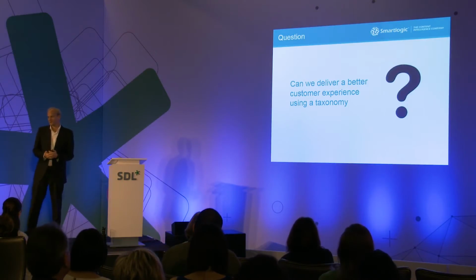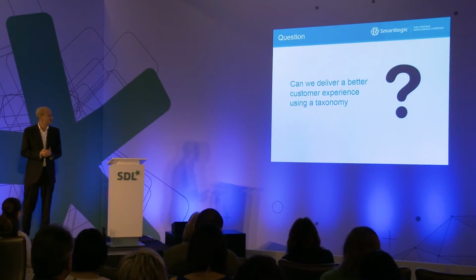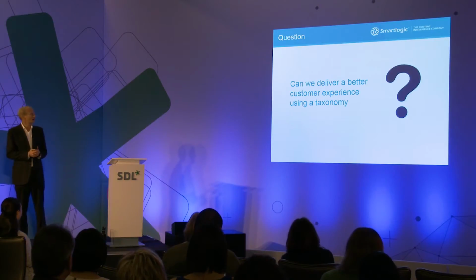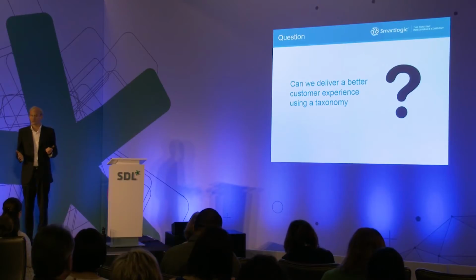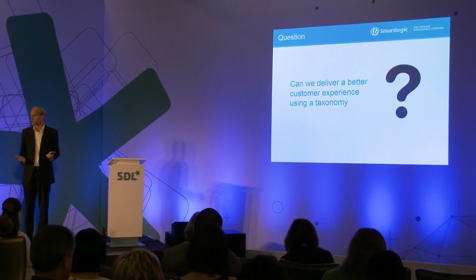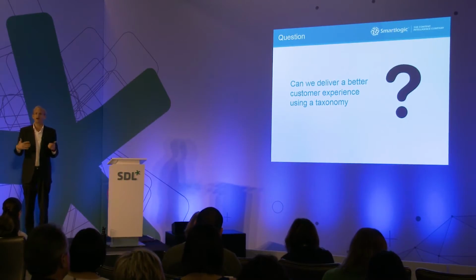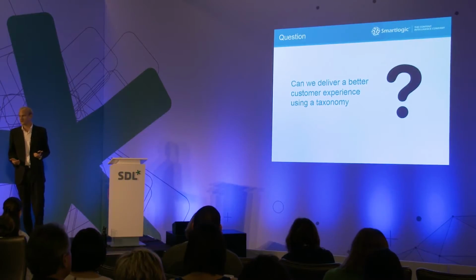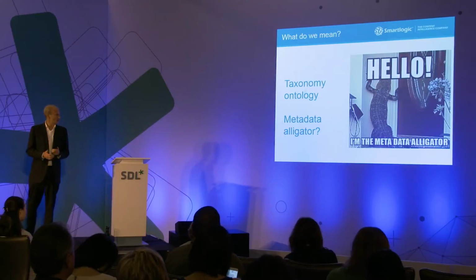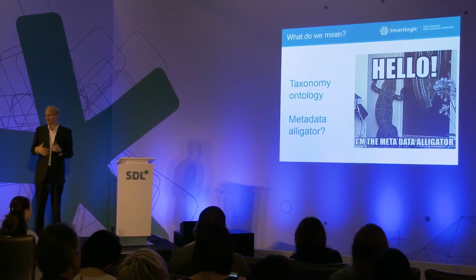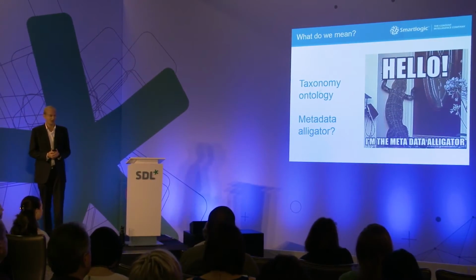Okay, so I always like to pivot my presentations around a question. And the question I want to address is, can we deliver a better customer experience using taxonomy? And if we can do that, how do we go about doing that as effectively as possible? So in order to answer that question, I want to just make sure we agree on some certain concepts, what they really mean.